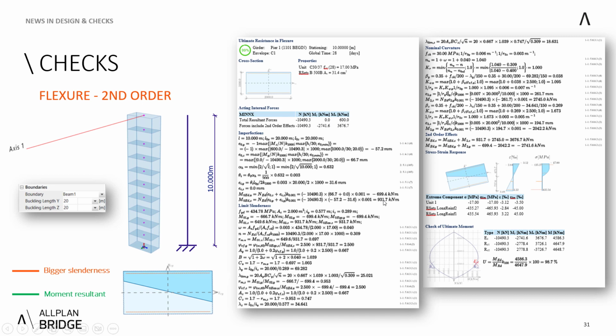When these moments are magnified by the geometrical imperfections, we carry out the calculation of the limit slenderness. And at the end, you always compare if the slenderness lambda z, 30.46, is less than lambda limited z. And in this case, it was higher, so we needed to carry out the nominal curvature method, which is currently the only method used by Allplan Bridge to calculate the second-order effects. And this nominal curvature method gives you the magnifying second-order moments, which are then summed with the initial one.